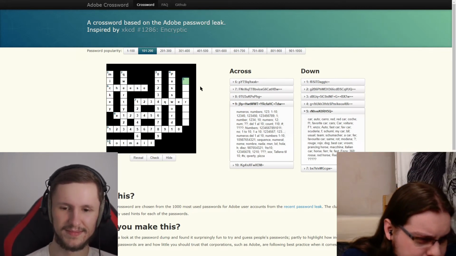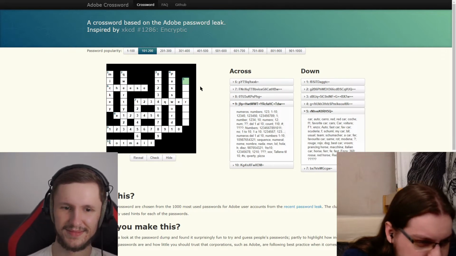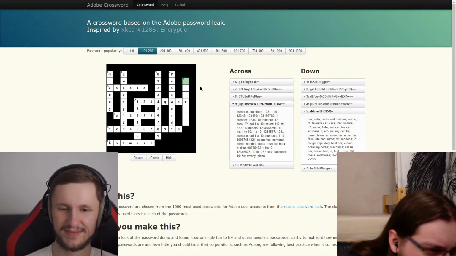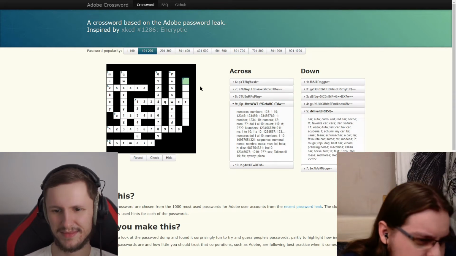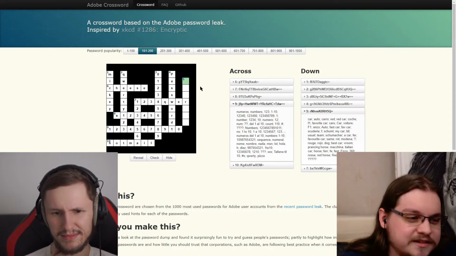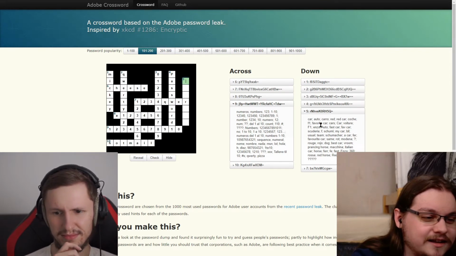Car, auto, carro, red. So it's Ferrari? Is that what it is? F1, favorite car. Cars, car, voiture? F1, Enzo, auto, fast car. Oh, it's auto, right? It's actually German because it's capitalized. I swear to God, right? There's a lot of Germans using this as a password.